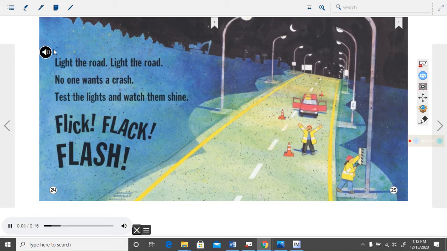Light the road. Light the road. No one wants a crash. Test the lights and watch them shine. Flick, flack, flash. What time of day do you think it is on these pages? It's nighttime, isn't it? How do you know? Well, look at the sky. The sky is dark and the workers are testing the lights.